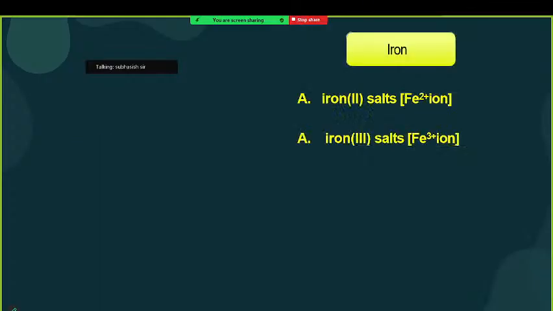Now move on to the next one, that is iron: ferrous ion and ferric ion. They behave exactly the same way when we add sodium hydroxide. In the case of ferrous hydroxide, we get a white gelatinous precipitate, and in the case of ferric, we get a reddish brown precipitate. In this case also we get a similar observation.